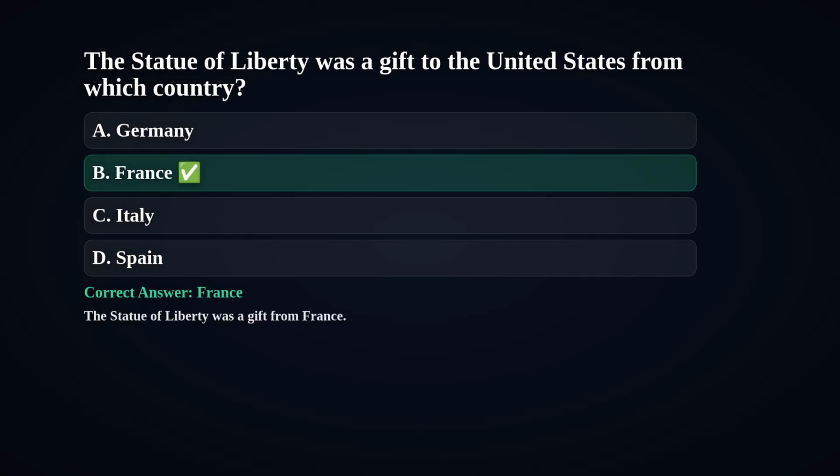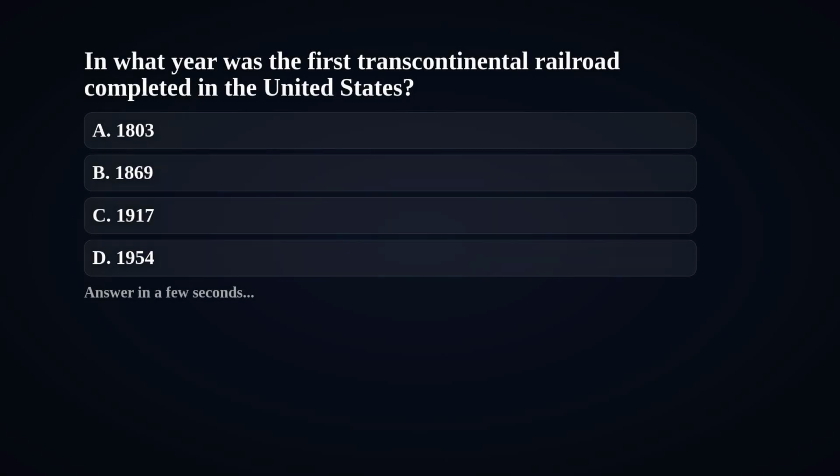The correct answer is B. France. France gifted the Statue of Liberty to the United States as a symbol of friendship and shared ideals of liberty. Question 18. In what year was the first transcontinental railroad completed in the United States? A. 1803. B. 1869. C. 1917. D. 1954.